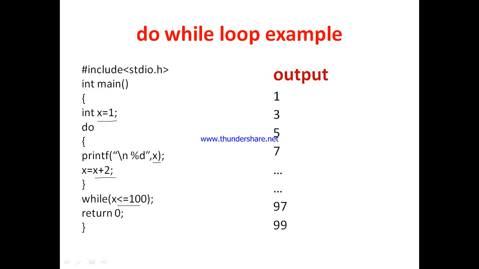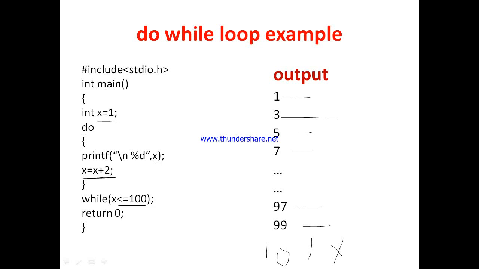3 is less than or equal to 100, true. So again 3 is printed. 1 is printed, 3 is printed. Now 3 is less than or equal to 100, it's true. 3 plus 2 is 5. 5 is less than or equal to 100, again 5 is printed. So this process is repeated as long as the test condition is true. Until the 99th value the test condition is true, but when x becomes 101 then the test condition becomes false, so that it is not printed.